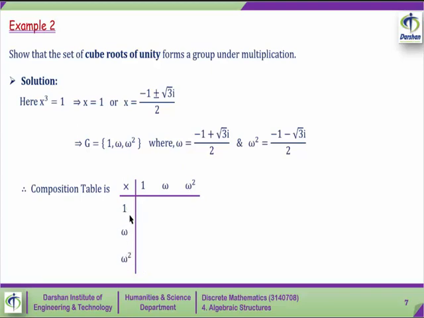Now 1 into 1 is 1. 1 into omega is omega and 1 into omega square is omega square. Now omega into 1 is omega. Omega into omega is omega square.